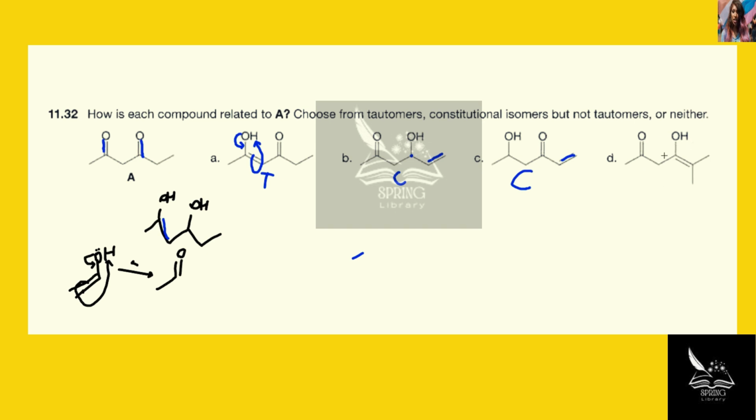So this D cannot be a constitutional isomer, nor is it a tautomer of A, because a tautomer only differs in its bonding. So remember, yes, it is true that we have a carbon that's bonded to an alkene with an alcohol, but we have an extra carbon here. So this structure is not the tautomer of this. This is a whole new, unique structure right here. So this is neither.